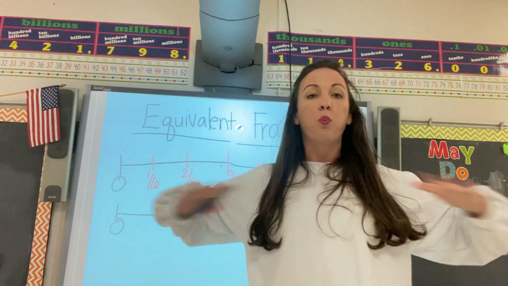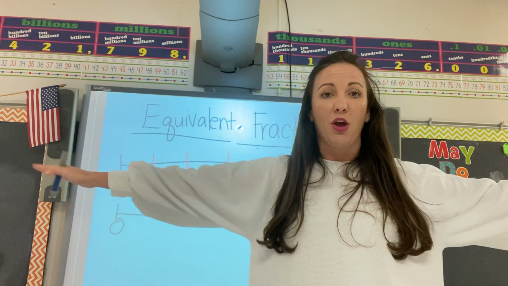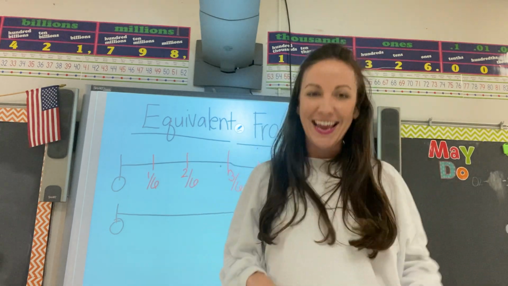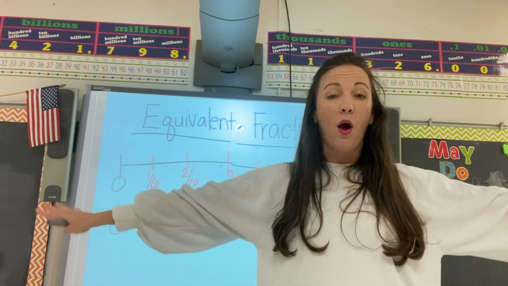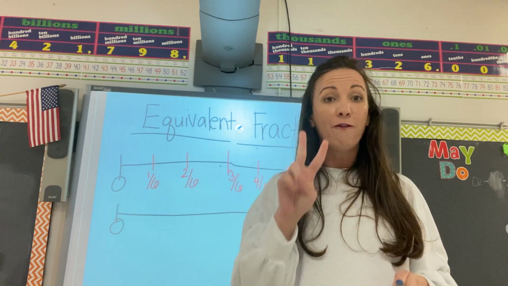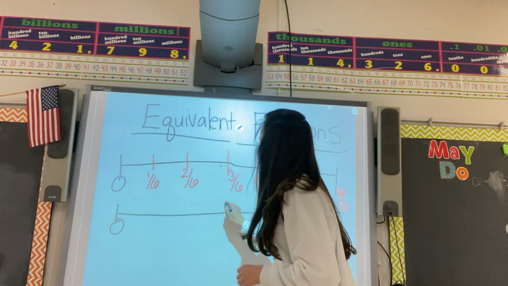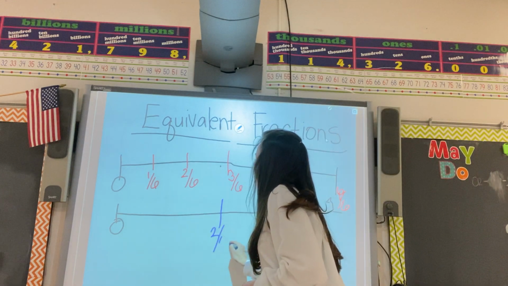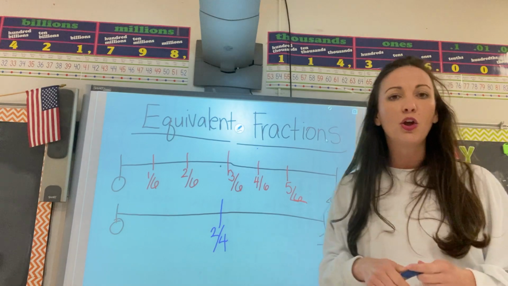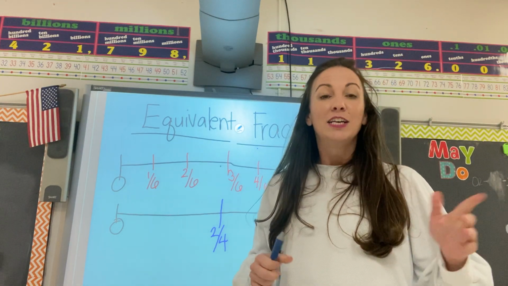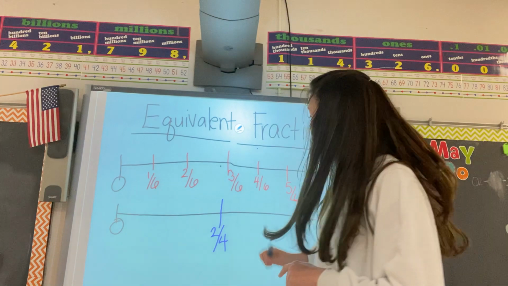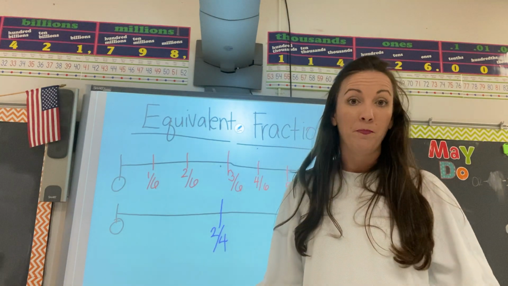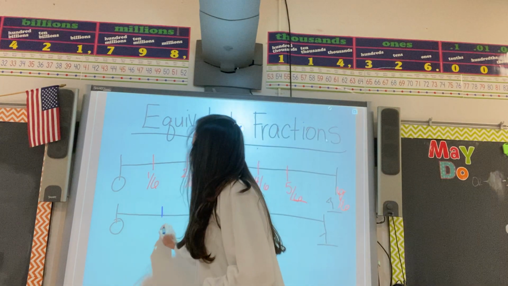2/4. Now, remember, where do benchmark fractions go? They always go in the what? In the middle. Say it real loud. In the middle. That's right. So if I'm in fourths, I can go ahead and put 2/4 right in the middle. So I'm going to put it in the middle, and I'm going to label it 2/4. Good, guys. So by now, you can already say, well, Miss Precise, before 2/4 had to have been what? 1/4. That's right.